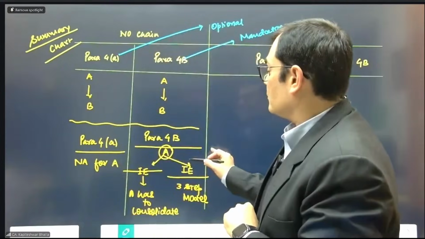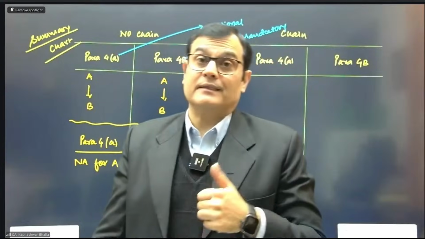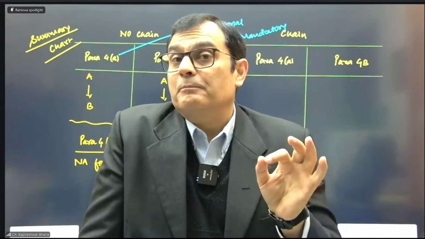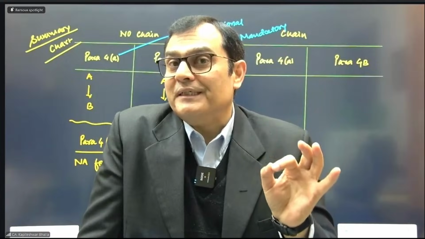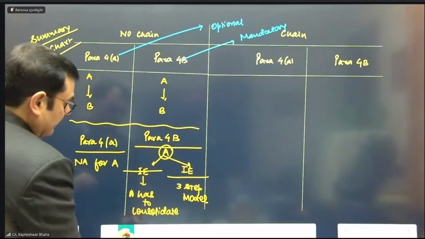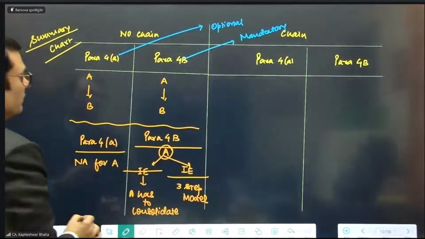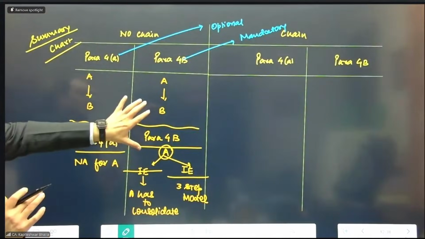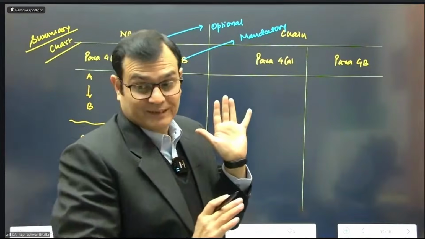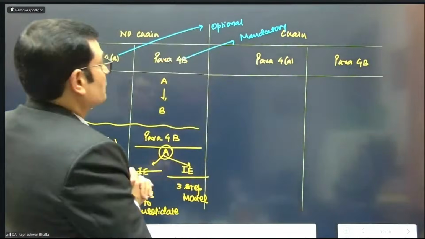So the only case where consolidation would occur in this case is A is investment, B is not investment, but B is doing something similar to A. Correct? Is this left-hand side clear? That is the concept when there is no chain. I hope I stand very clear on this. Any doubts you can ask me. Correct? Great.